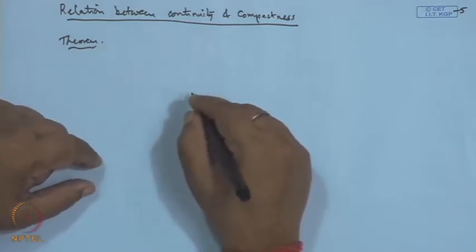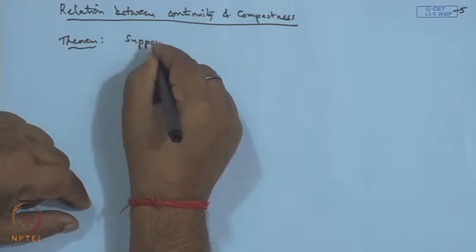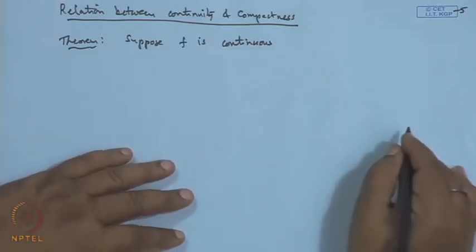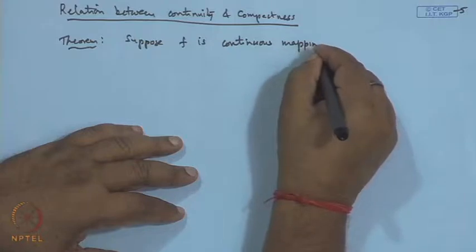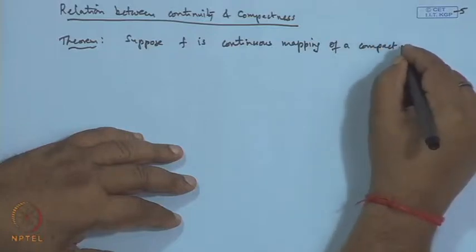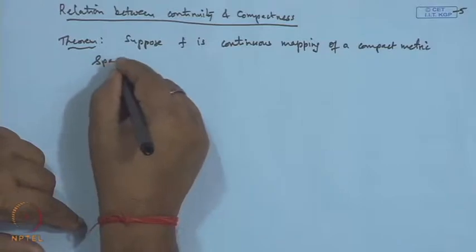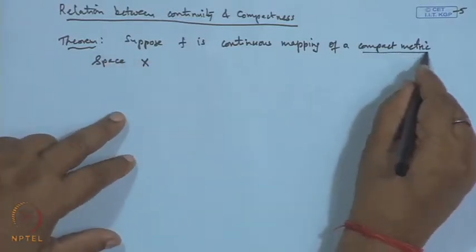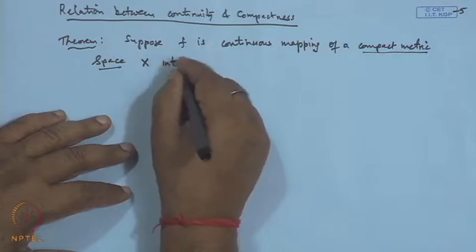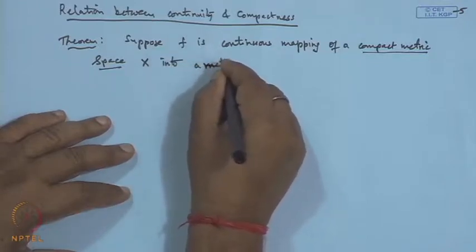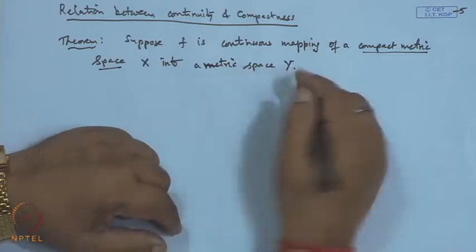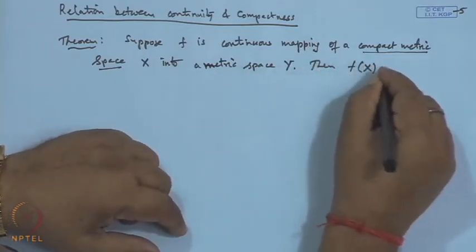Theorem. Suppose f is a continuous mapping of a compact metric space X into a metric space Y. X is given to be compact, this is important. Then the result says f of X is compact.